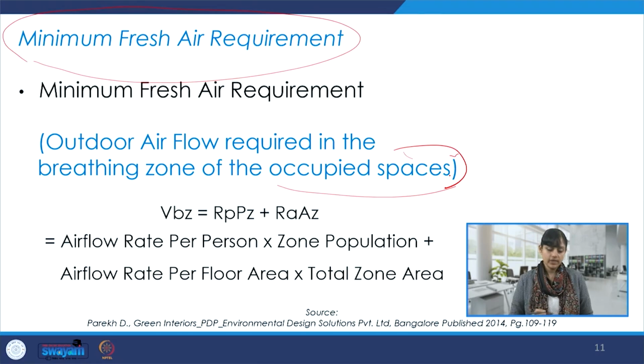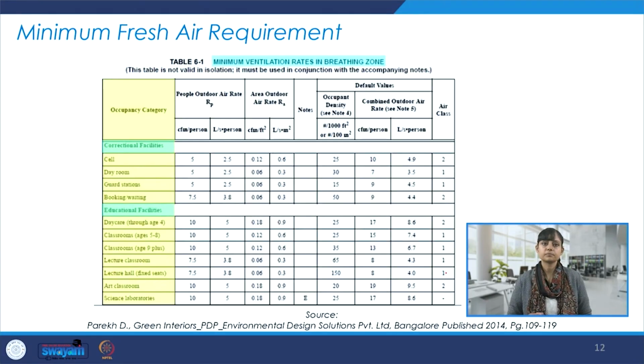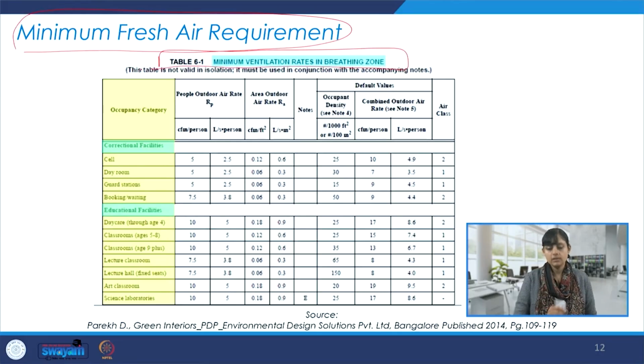And there are also ways to calculate in terms of equations and mathematical formulae. I'm not going to discuss that in detail, but we have those in place already. So if we have to understand minimum fresh air requirement, and let's say through this table which helps us understand the minimum ventilation rates in breathing zone, we can try to read this table and understand broadly.